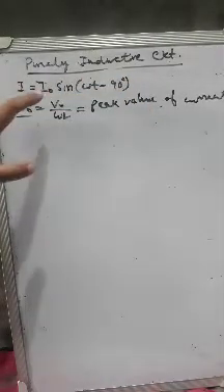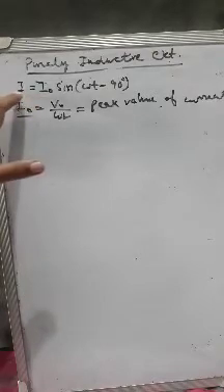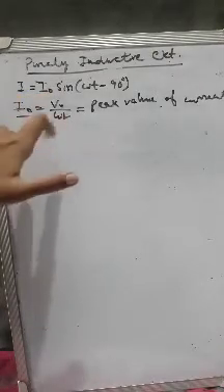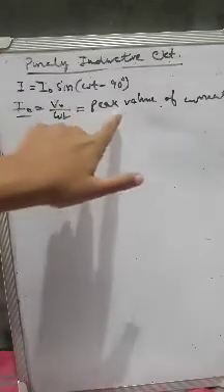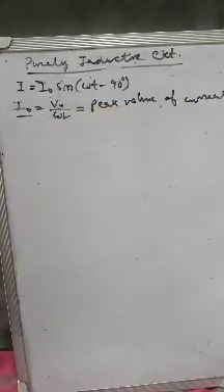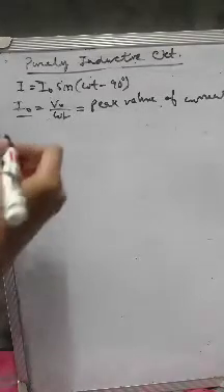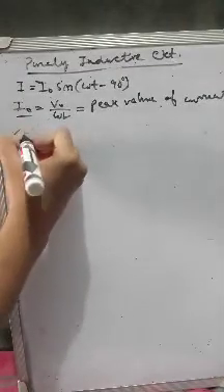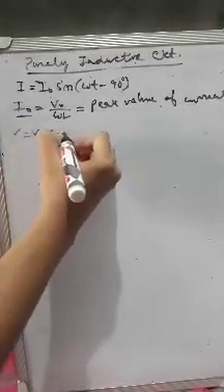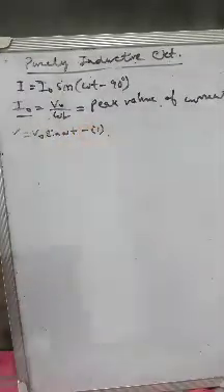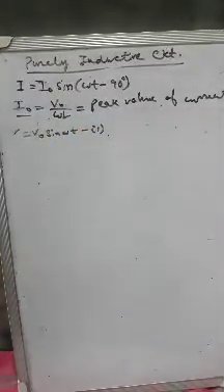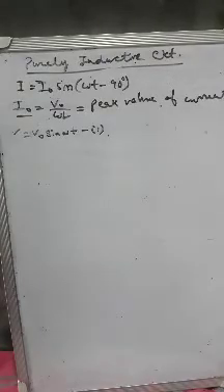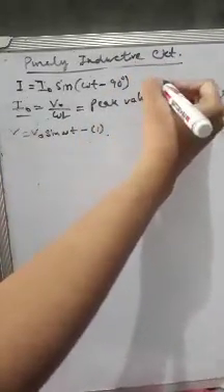Since you can see that there are two expressions, I and I naught, your I naught's value is V naught by omega L, which is the peak value of the current, I naught. Students, if you recall the two equations that we have studied, I'm writing them once again. The first equation is V equals V naught sine omega t, this is your equation 1. And the final expression, this one, is your equation number 3.